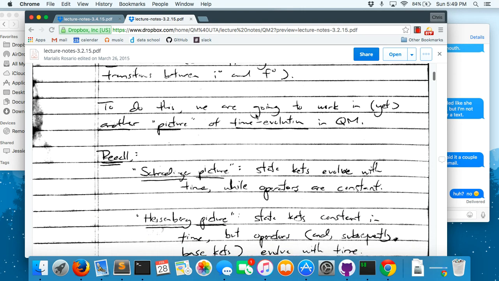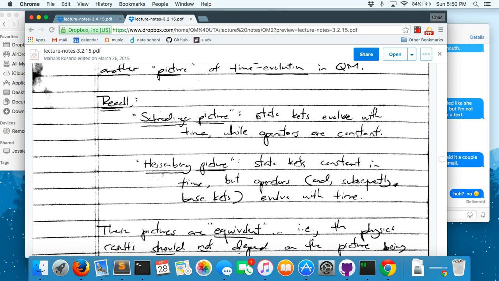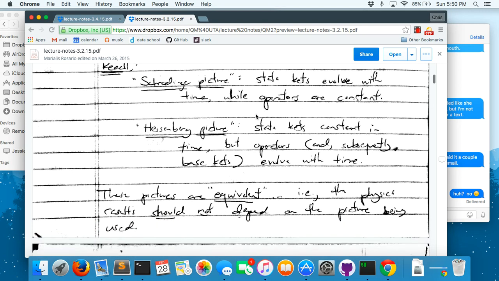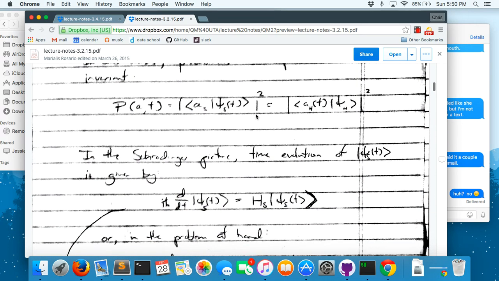So what we did was we went back to the beginning and we said, okay, we remember when we were working in time evolution, we basically had two pictures that we were able to work in. One was where the state kets evolve with time and operators are constant. That's the Schrodinger picture, and the other picture was the Heisenberg picture, where the vice versa is true. So state kets are constant in time, but operators and the base kets evolve with time. And we always said that whatever picture you work in, the physics better be the same, right? And the way we quantify that is saying that the probabilities that we compute in these pictures have to be the same.